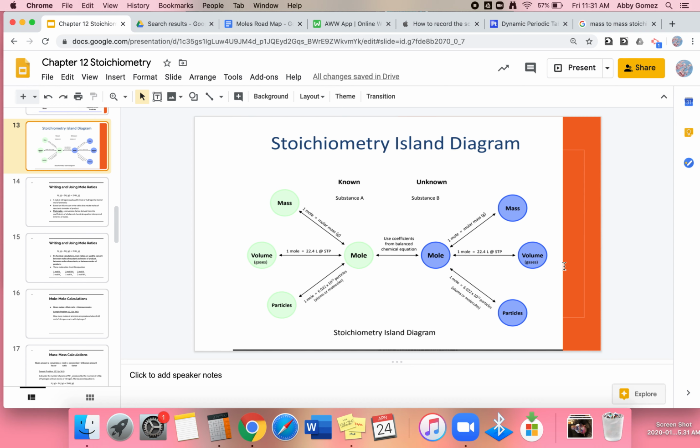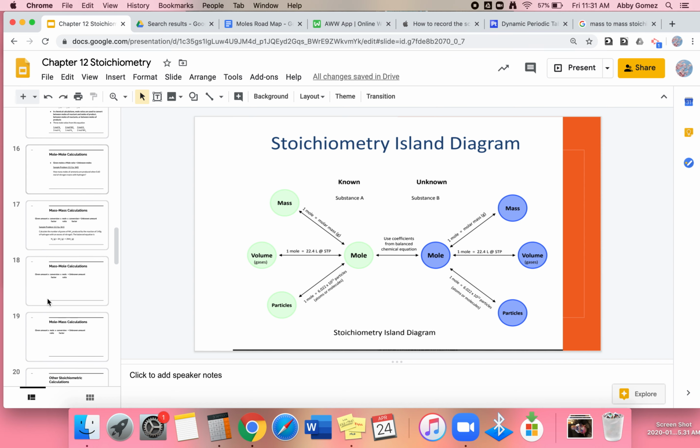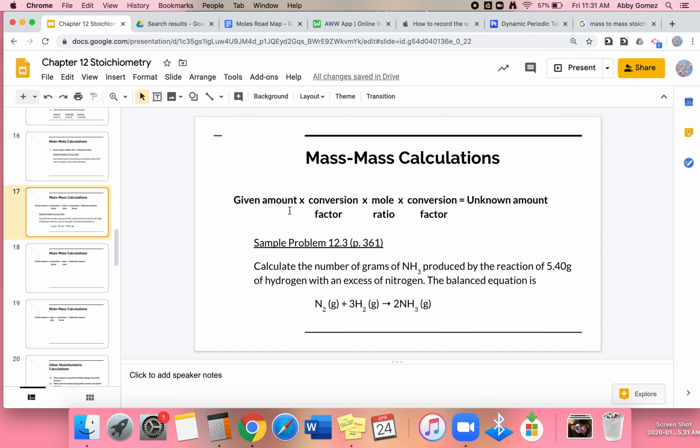You could do volume to volume. You could do particles to particles. I'm showing you mass to mass. So when you do that, it basically breaks down to this equation here. The given amount of something times some sort of conversion factor times a mole ratio times another conversion factor. That's going to get you your unknown amount.